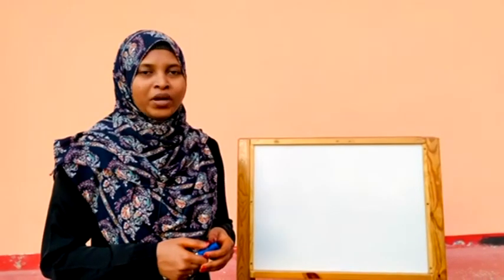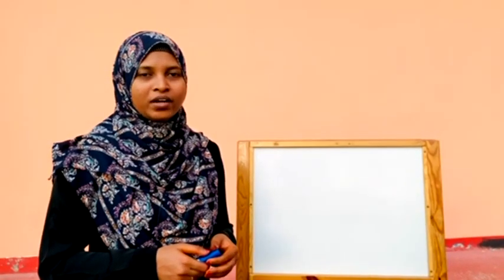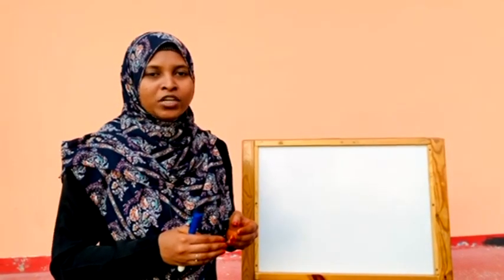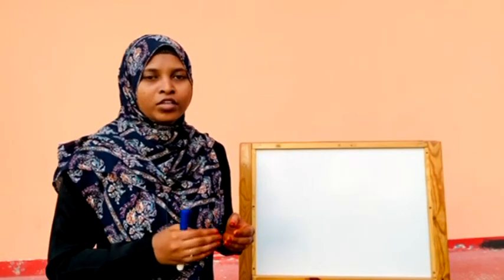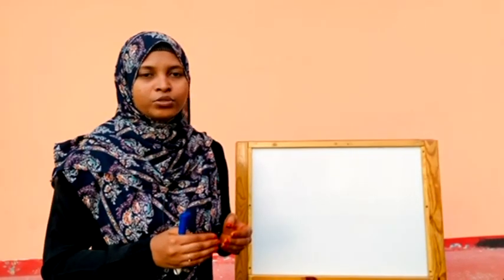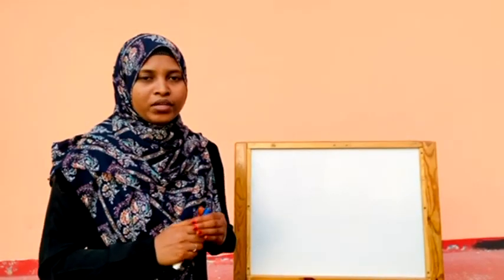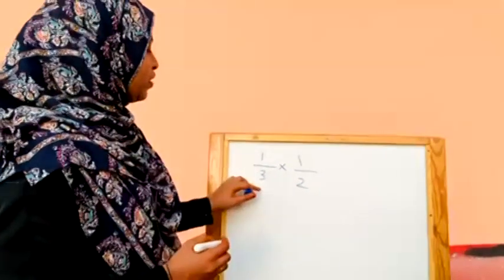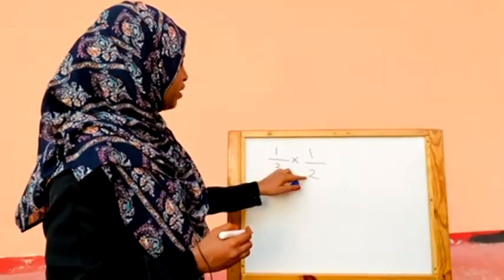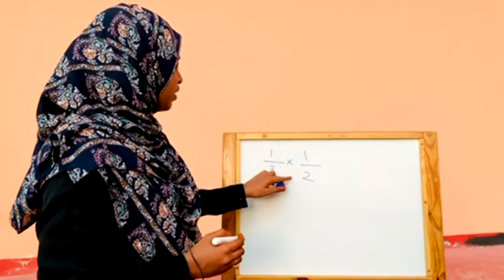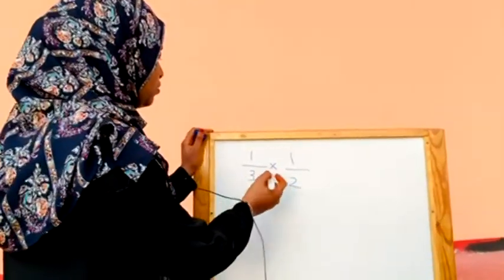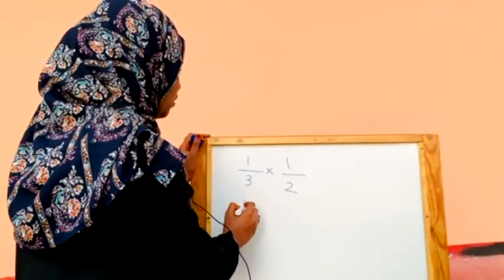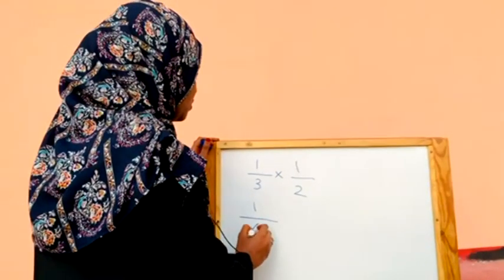Let's do multiplication of unlike denominators. I have taught in the previous slides multiplication of like denominators. This time I am going to teach you multiplication of unlike denominators. In this one you can see that 3 and 2, the denominators are different. And so we have to do 1 times 1 is 1 and 3 times 2 is 6.